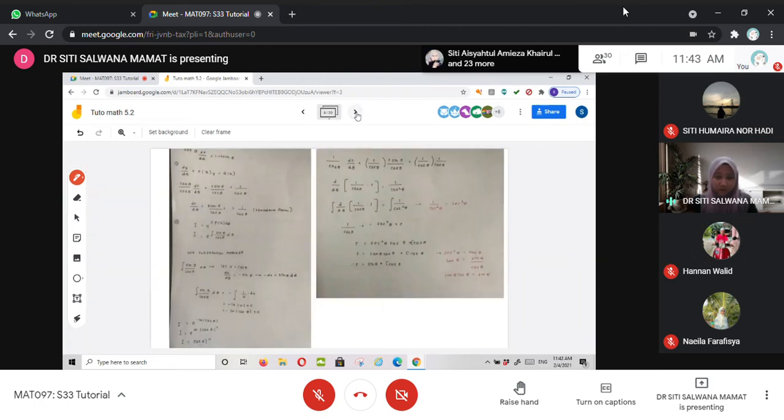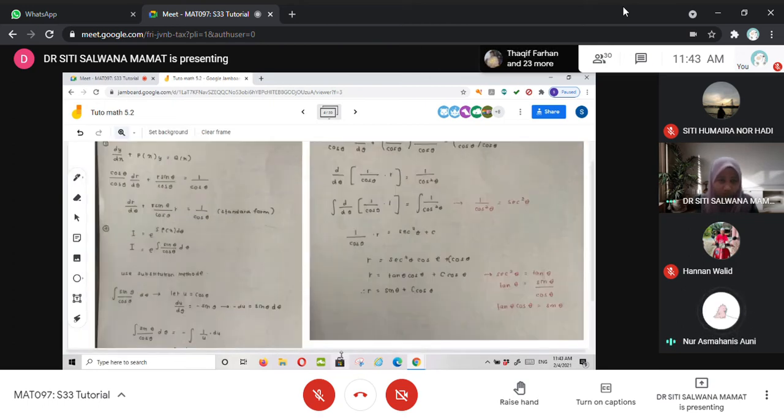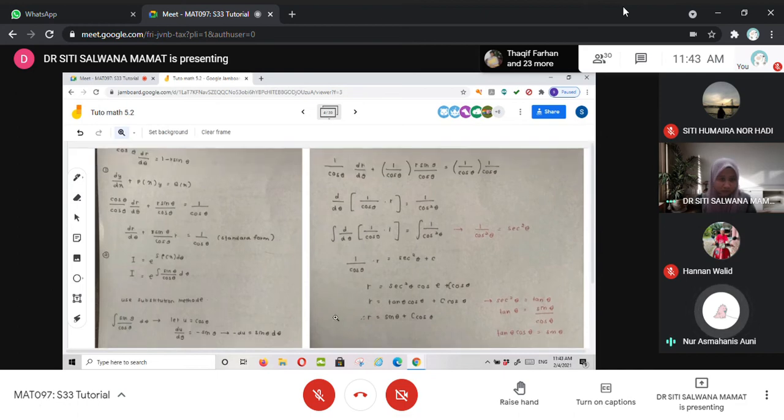Okay, number 4. Okay, question 4. Cos theta dr over dt equal to 1 minus r sin theta. So, soalan ni dia tak dalam standard form. So, kita bagi dalam standard form dulu. So, kita bahagikan semua term dengan cos theta.